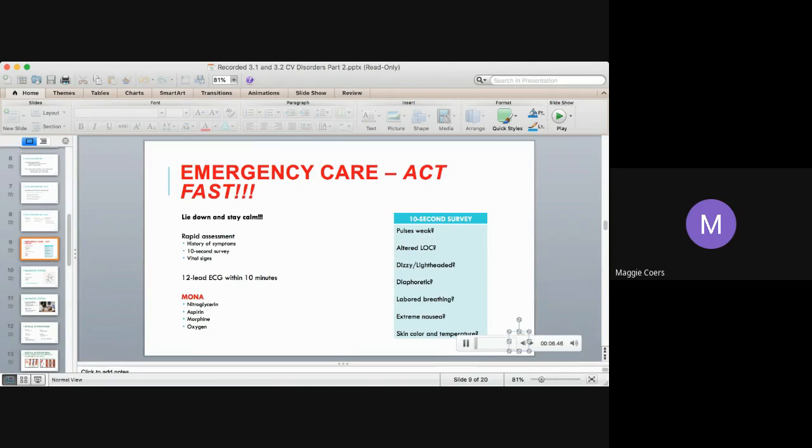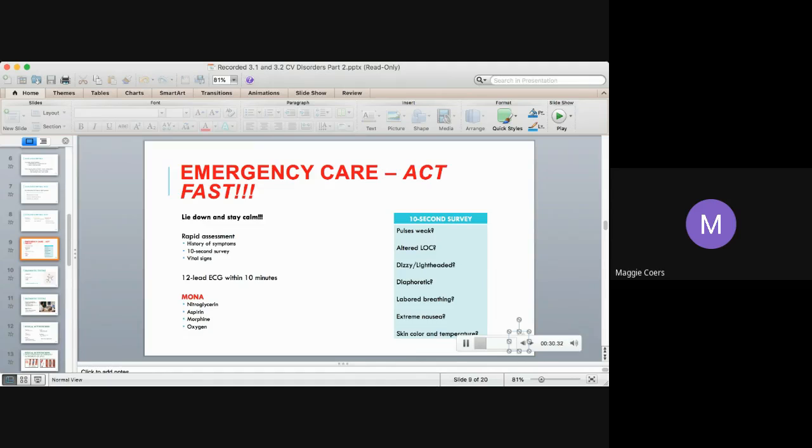So emergency care for angina is really to lie down and stay calm. That's the first thing we have to do. Decrease that workload of the heart, decrease that oxygen demand on the heart. Morphine can also be used because it helps calm the patient, helps with their breathing, helps calm the patient down. A very rapid assessment is needed.